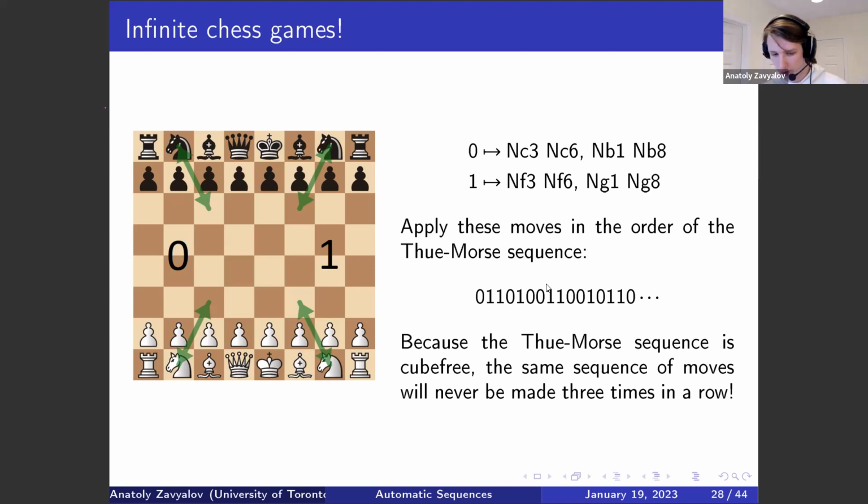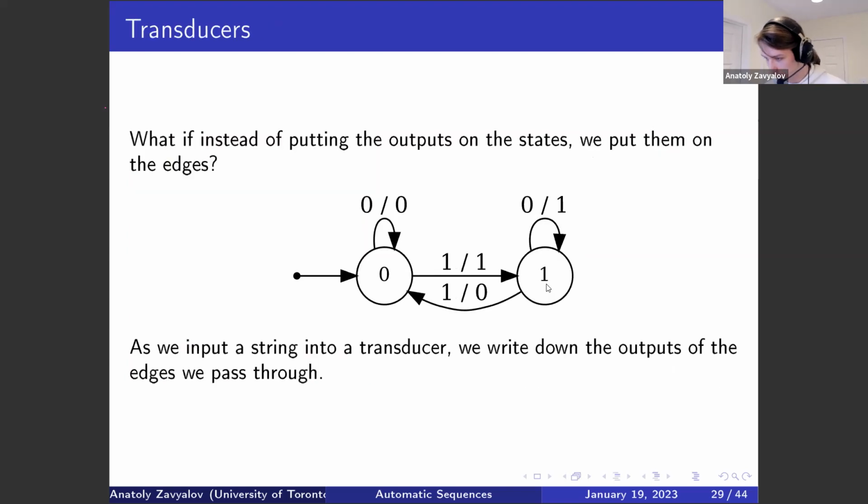So now I want to talk about transducers. And how I'll motivate them is, when we had automata with output, we had outputs on the states. And then when we fed in a string, we just fed it in completely and saw what the final output of the state we ended on was. But what if we put them on the edges instead? As we feed in a string into this transducer, we're going to write down the outputs of the edges that we pass through.